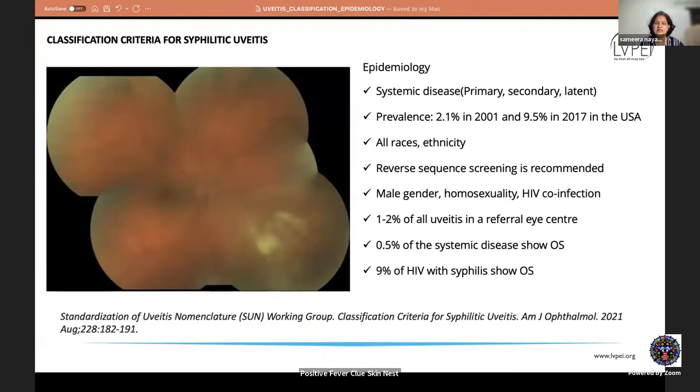Syphilitic uveitis nowadays is increasing: 2.1% in 2001 and 9.5% in 2017 in the US. It involves all races and all ethnicities. Male gender, homosexuality, and HIV co-infection are the risk factors. 1 to 2% of all uveitis in a referral eye care center are syphilitic uveitis. 0.5% of systemic disease, so ocular syphilis. 9% of HIV with syphilis, so ocular syphilis.